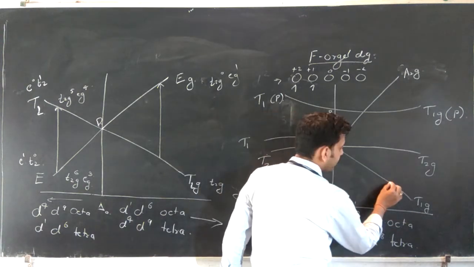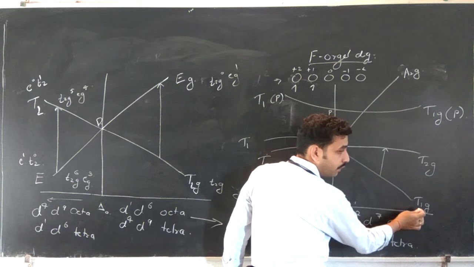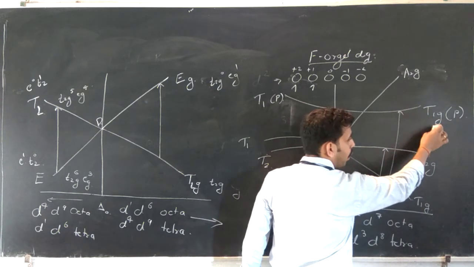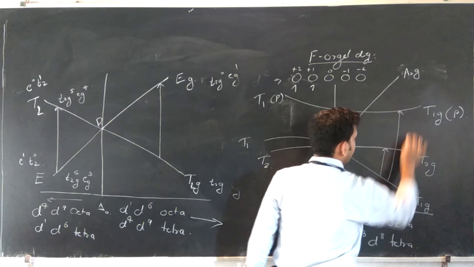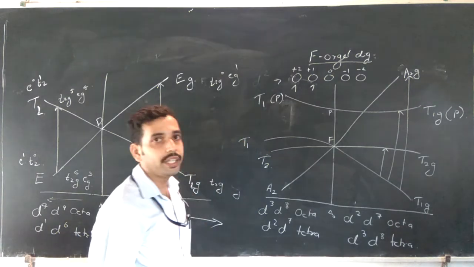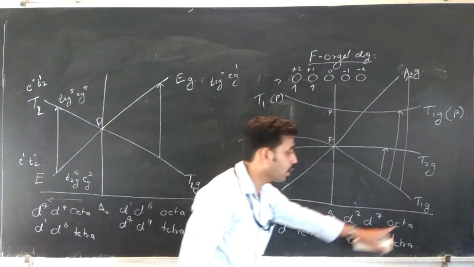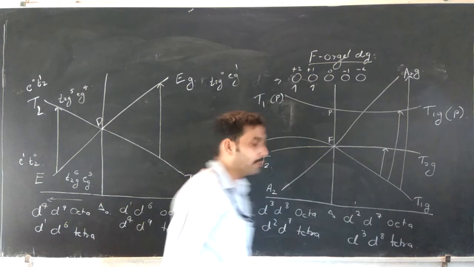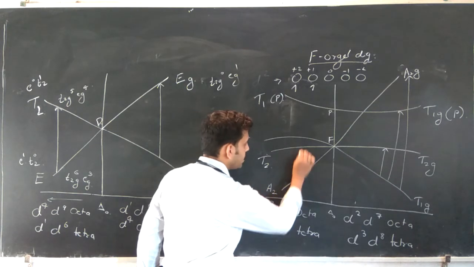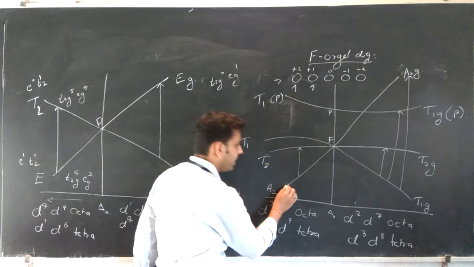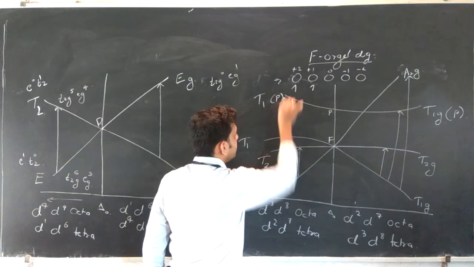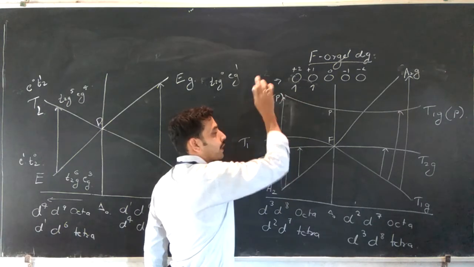In octahedral geometry, the first transition is from T1g to T2g, the second transition is T1g to T1g of P spectroscopic notation, and the third transition is T1g to A2g symmetry. For d2, d7 of octahedral, d3, d8 of tetrahedral geometry, and d3, d8 of octahedral, d2, d7 of tetrahedral geometry, the first transition is A2 to T2, the second electronic transition is from A2 to T1, and the third electronic transition is A2 to T1 of P spectroscopic notation.